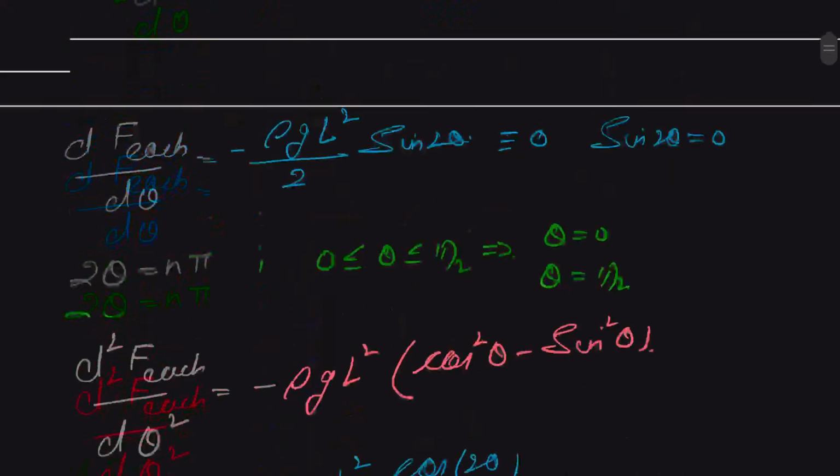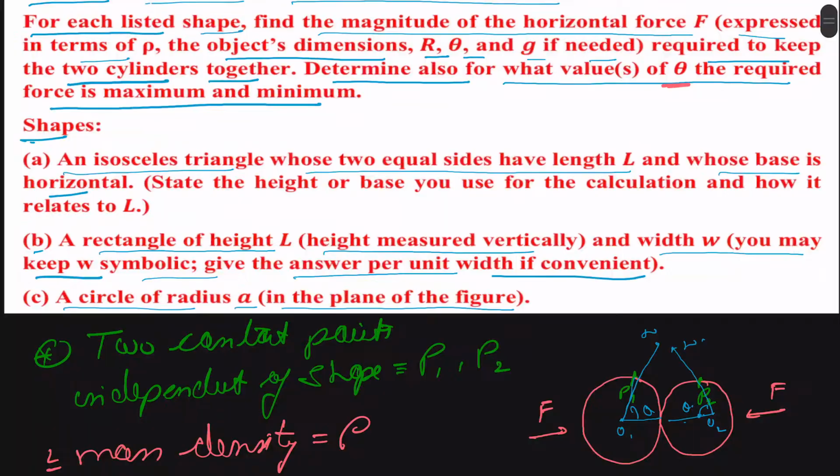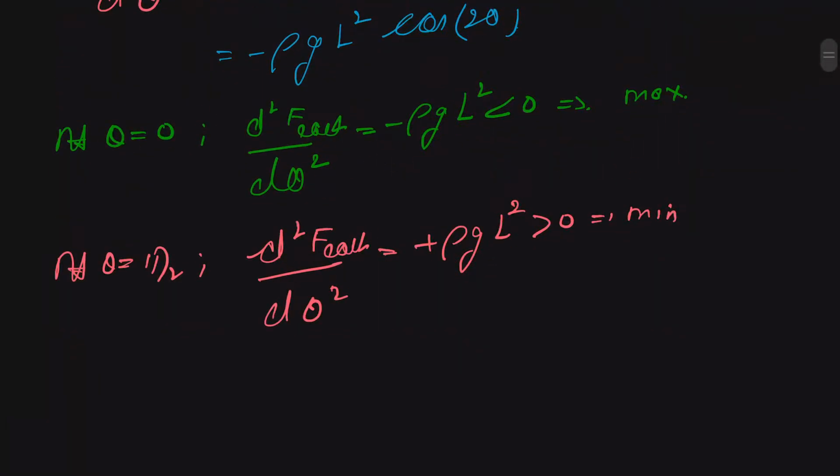And I think we need to find out the value also. Okay, determine for what values. Okay, so we need to only find out the value of theta. If required, we can find out the value. It's not a big issue. We already know the maxima, minima. We substitute it and we get the values.